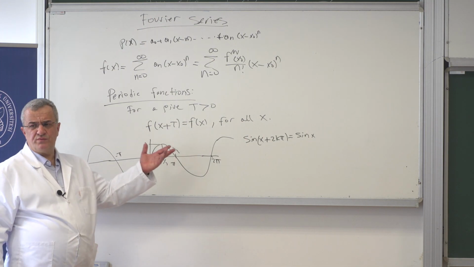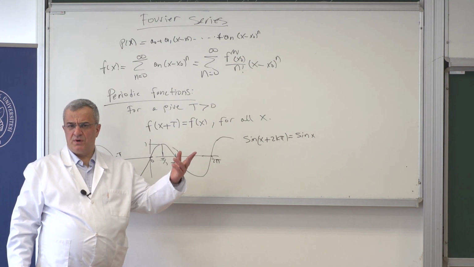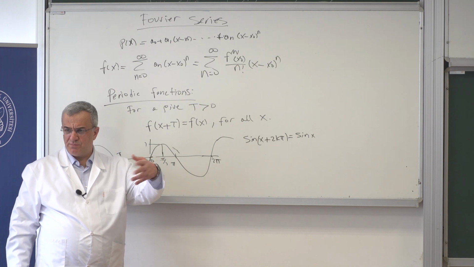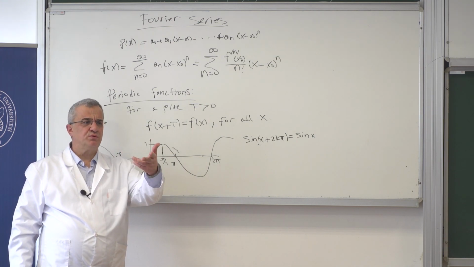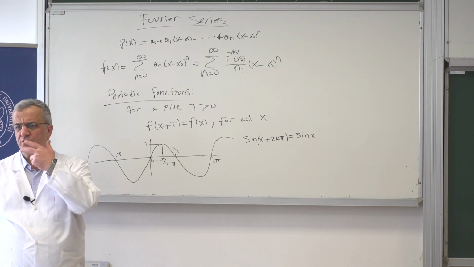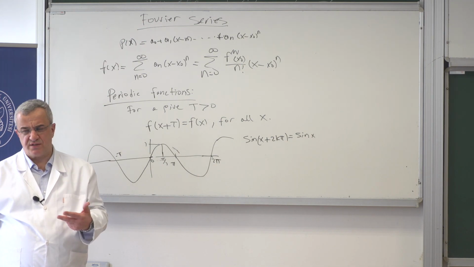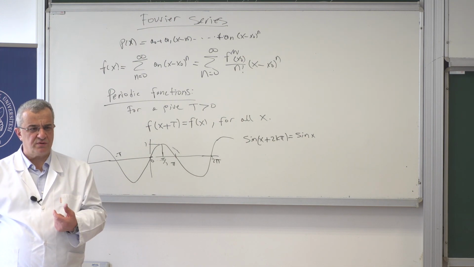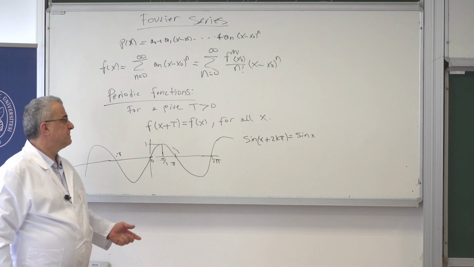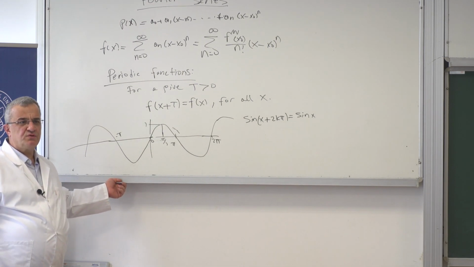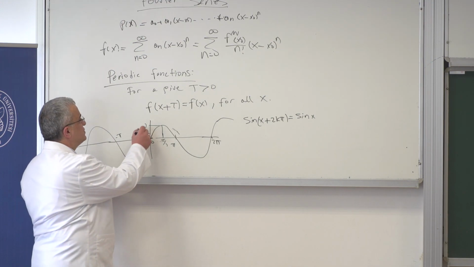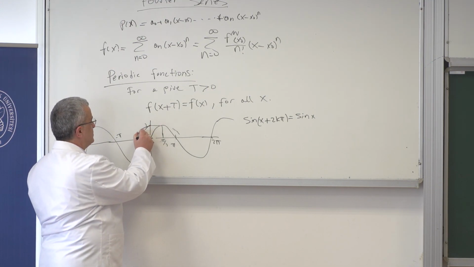What is the period of this? It's 2 pi. But it is also periodic with 4 pi, isn't it? 6 pi. So it is periodic with any multiple of 2 pi. Any integer multiple of 2 pi is a period of sine x. But the fundamental period, which is the smallest of all these, is 2 pi, right? What is another function periodic with 2 pi? Cosine.